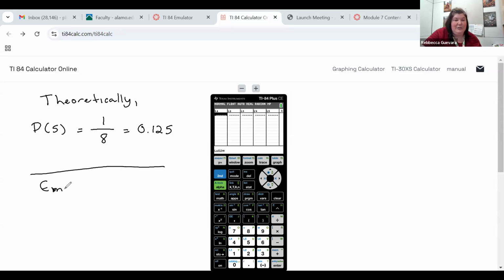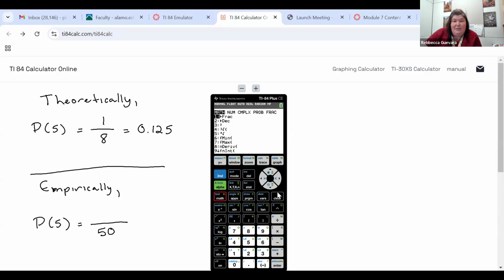Empirically, if I do actually have to do a study, we said that we are going to roll a die 50 times. What we want to see is how many of those 50 times am I actually getting a 5. So we go back to math, go back to probability, and go back to number 5 there. So a random integer. Our lowest possible roll on an 8-sided die is a 1, and now our largest is an 8. And we don't want to repeat this 100 times, we want to repeat this 50 times.